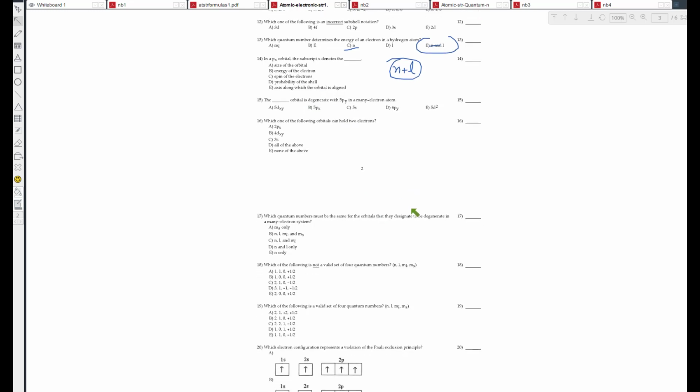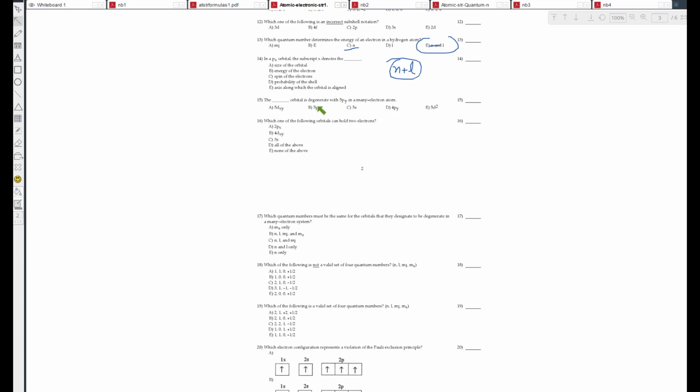All right. The blank orbital is degenerate with the 5py in a many electron atom. Let me see. Is degenerate... 5p. What is the meaning of degenerate? Degenerate. I should know this. Let's see. I gotta look this up. Orbitals having the same energy.